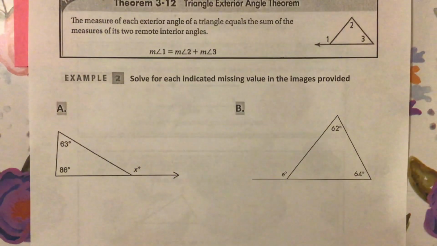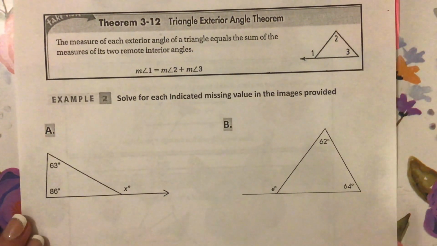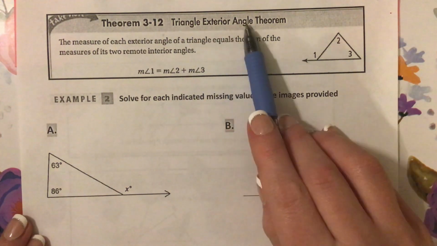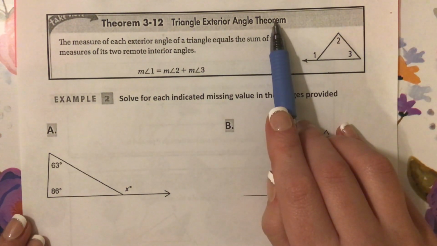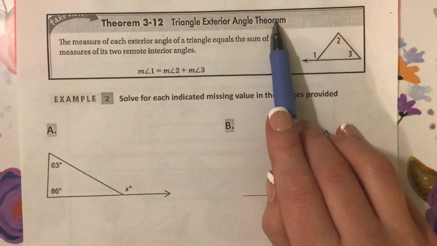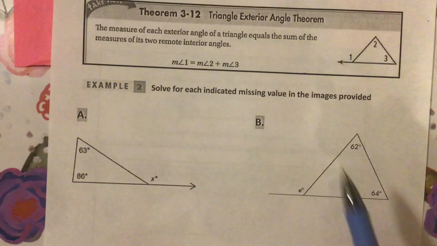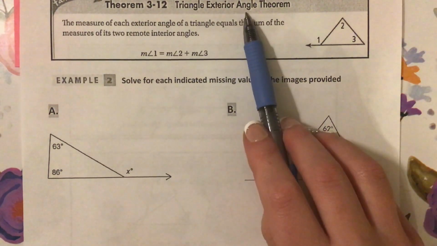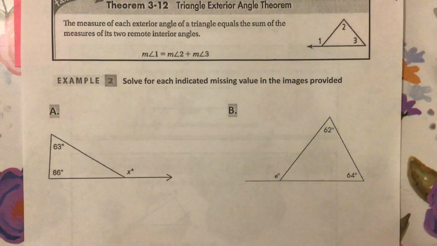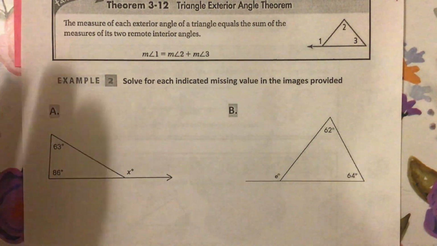Flipping your note page over to the back, we now have something called the triangle exterior angle theorem. Notice how the titles are a little bit different. This one is just called the triangle angle sum theorem, while this one says triangle exterior angle theorem. So this is going to have something to do with the outside of the triangle.